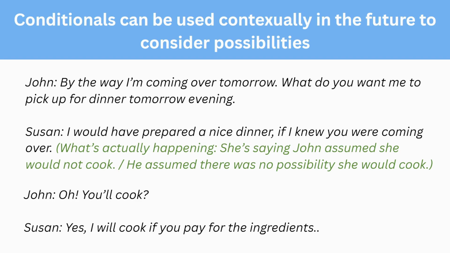What's actually happening is John assumes that Susan would not be willing to cook. He assumed that there was no possibility she would cook, but this conversation is about the future. So, although Susan is using past tense verbs, contextually, this is about the future.